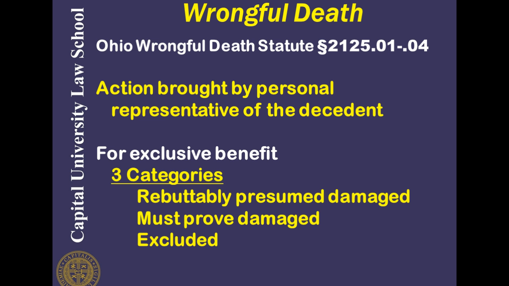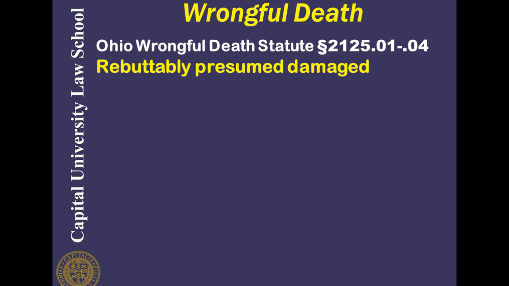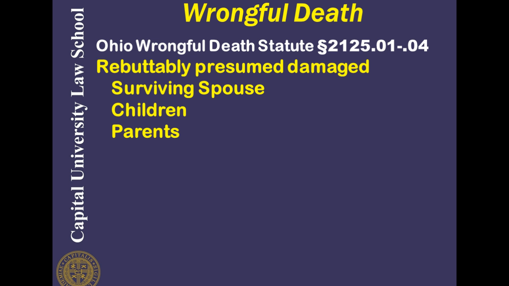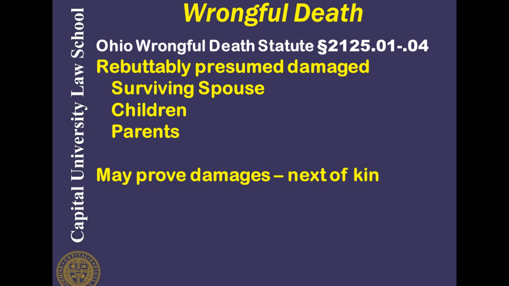These are the people who either can bring the cause of action or who the cause of action is being brought for, or who are excluded from the cause of action. The rebuttably presumed damage group is the surviving spouse, the children, the parents. These individuals are all presumed to have been damaged when tortious conduct brings about the death of a person.